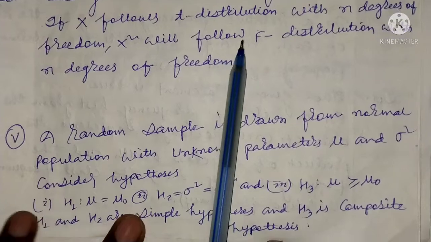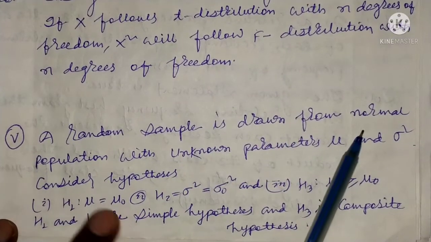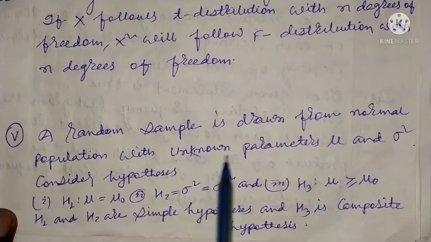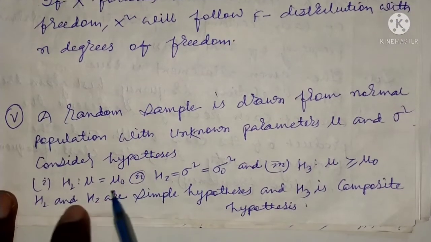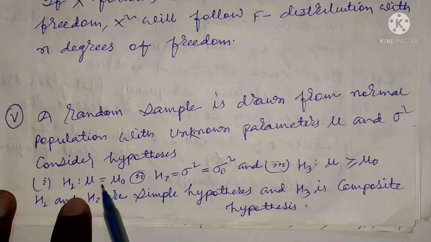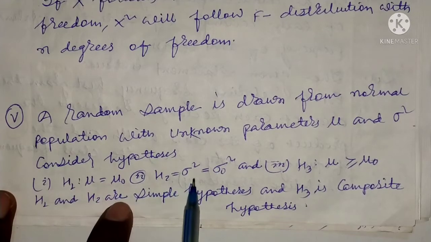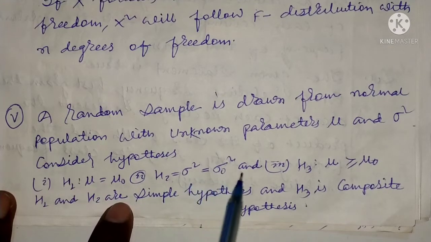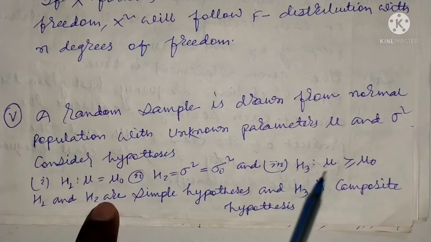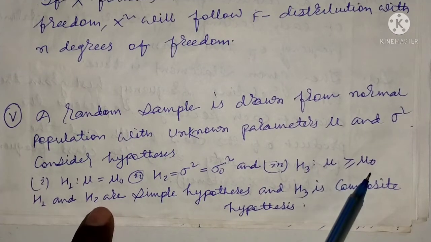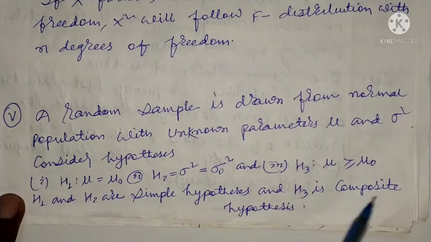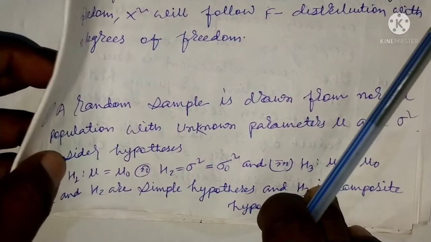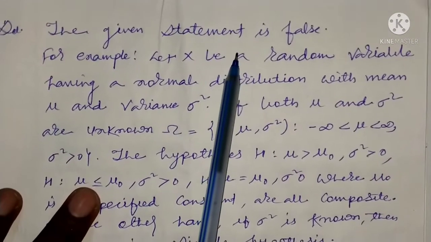After this, the next: a random sample is drawn from a normal population with unknown parameters mu and sigma square. Consider hypotheses h1: mu is equal to mu naught, h2: sigma square is equal to sigma naught square, and h3: mu greater than or equal to mu naught. h1 and h2 are simple hypotheses and h3 is a composite hypothesis. So we will say the given statement is false.